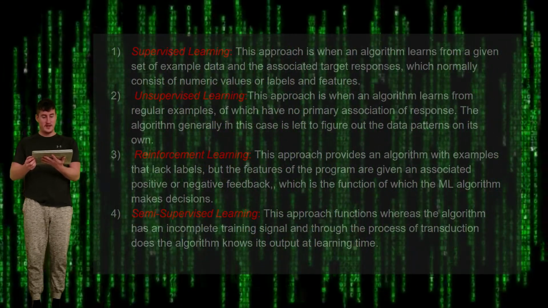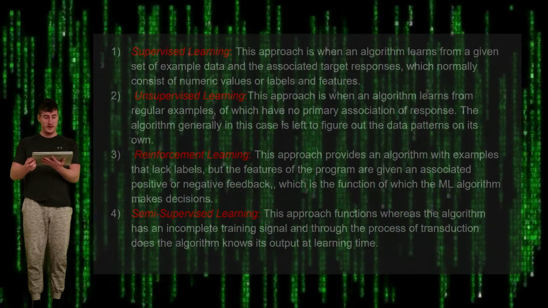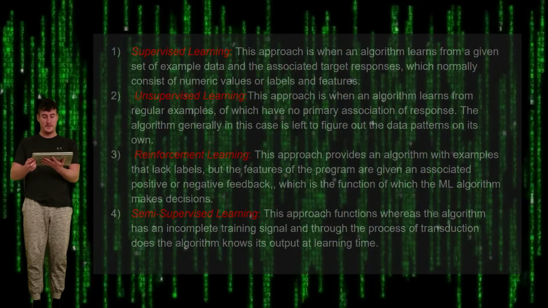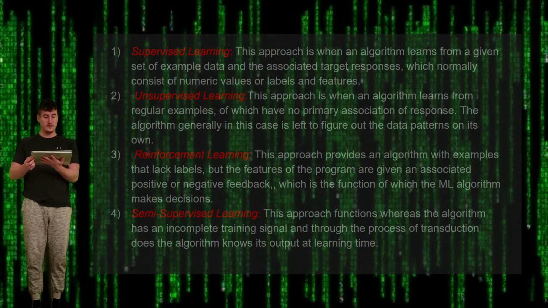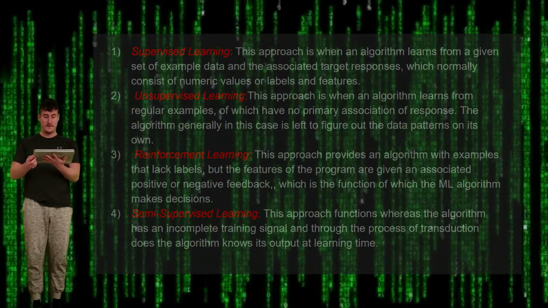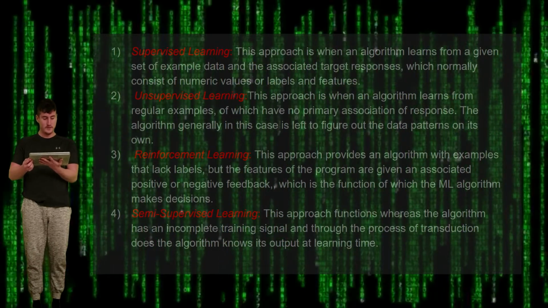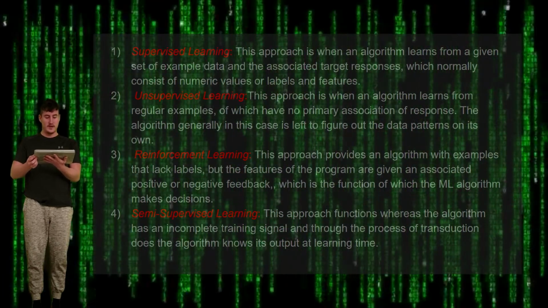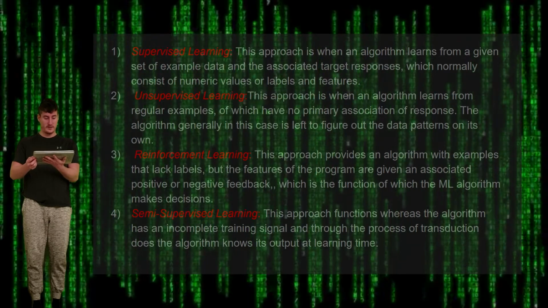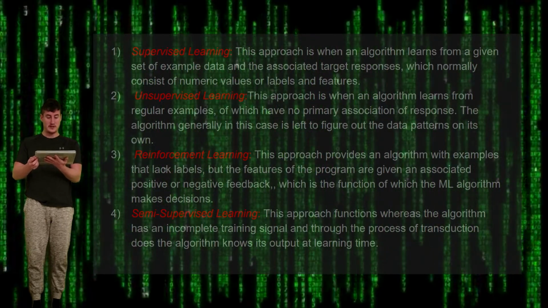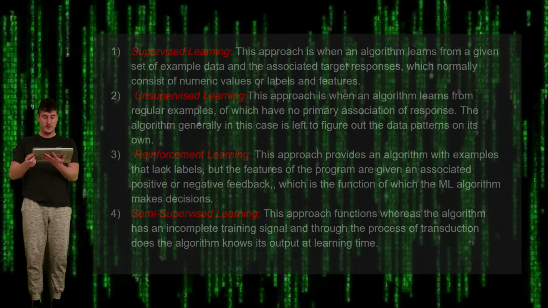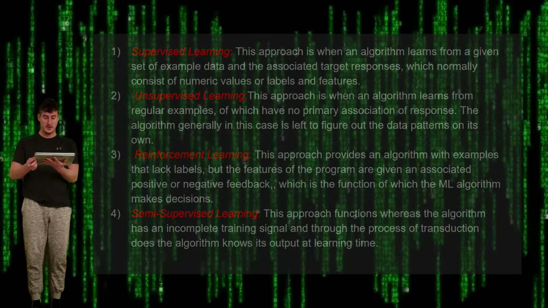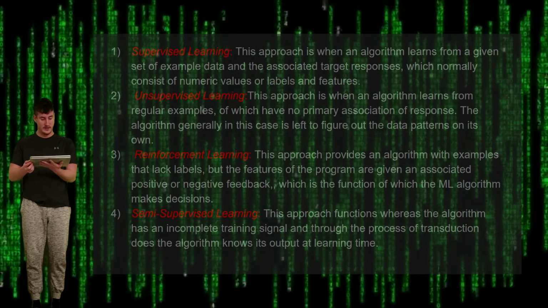Unsupervised learning. This approach is when an algorithm learns from regular examples which have no primary association of response. The algorithm generally in this case is left to figure out the data patterns on its own. Reinforcement learning. This approach provides an algorithm with examples that lack labels, but the features of the program are given an associated positive or negative feedback, which is the function by which the machine learning algorithm makes decisions.